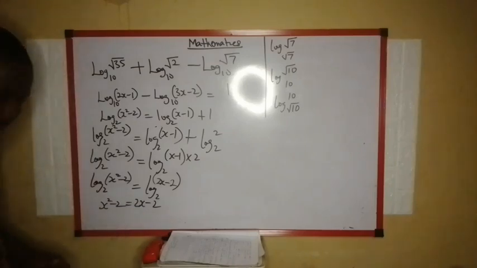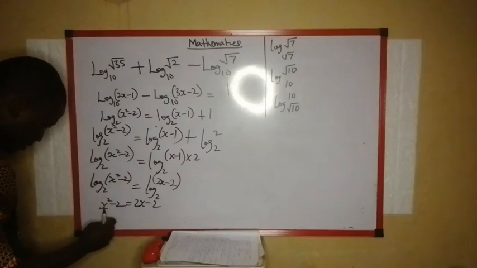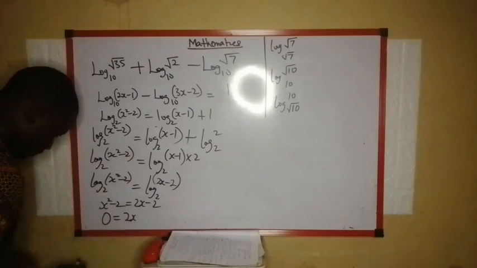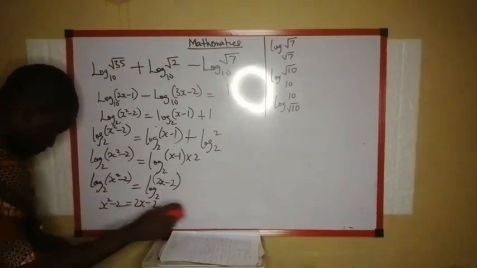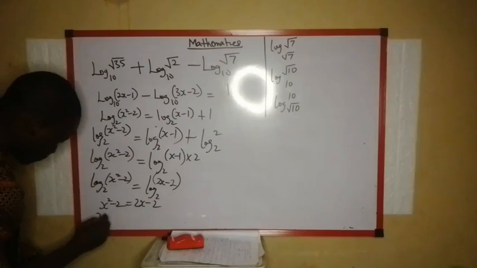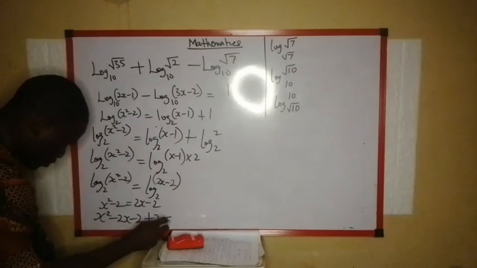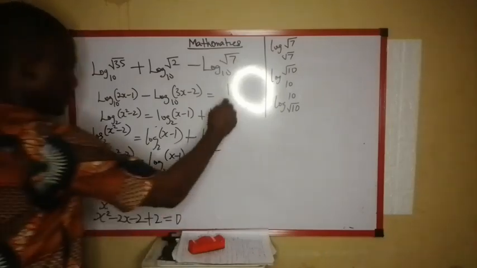What you are going to do next now is to simplify and collect like terms. So let's take everything to this side. No, let's take it to this side because we have x squared here, to be much easier. So we have x squared minus 2x minus 2 plus 2 equal to 0. So if we have this, we are going to check it out and see what we can do from here.